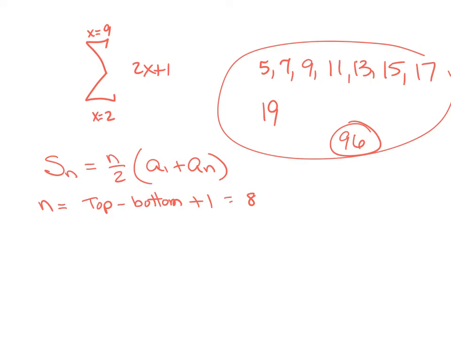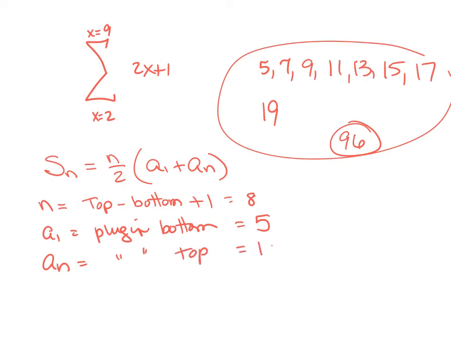And that's because when you think of it, we're plugging in a 2, 3, 4, 5, 6, 7, 8, and 9. That's 8 of them. So the way to do it is the top number minus the bottom number plus 1. Okay? Now to find a1, you plug in the bottom number, and that would be 5. Got it? To find an, you plug in the top number, and that would be 19. So far, so good?